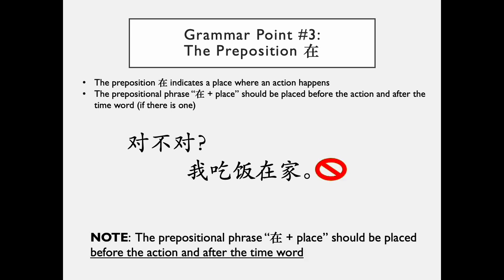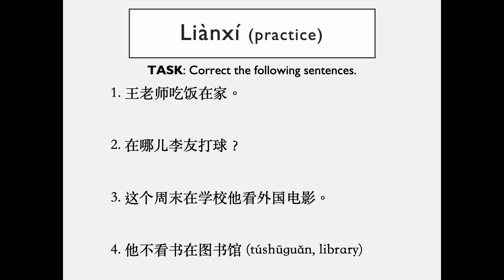Hopefully you said 不对. In English we say I eat at home, but in Chinese don't forget that 在 and the place has to come before the verb. So we should say 我在家吃饭. That's very important to bear in mind. So now just take a few seconds or so and we'll go through these one by one and let's see if we can correct the following sentences. So each one of these sentences, there is a mistake in them.